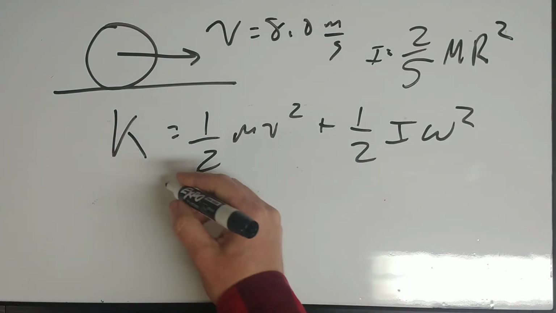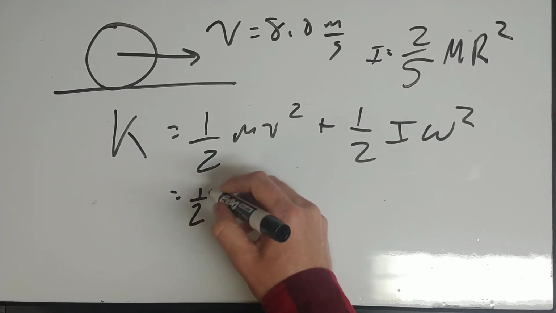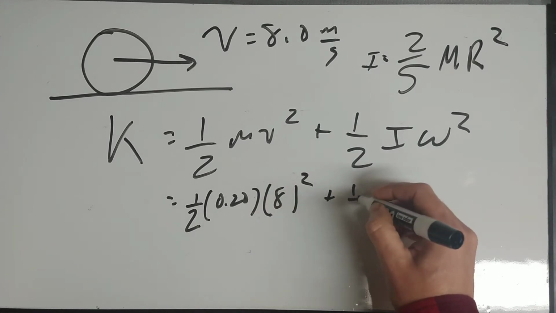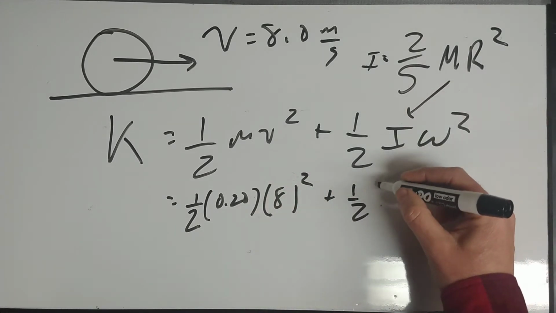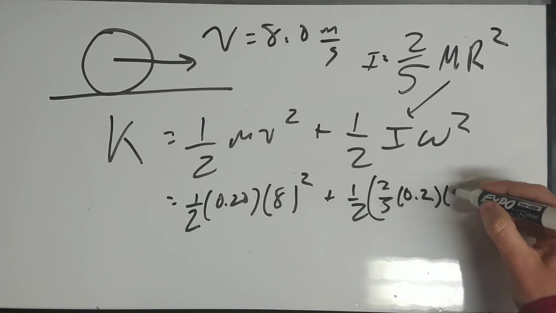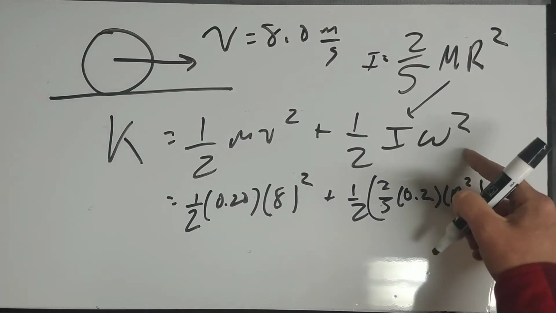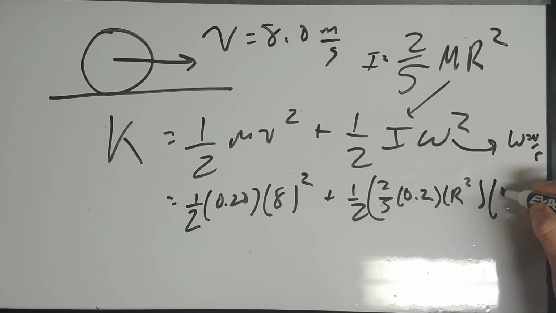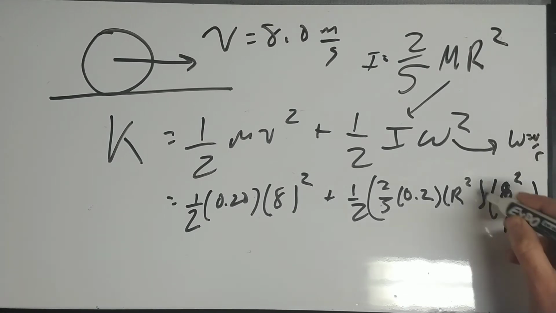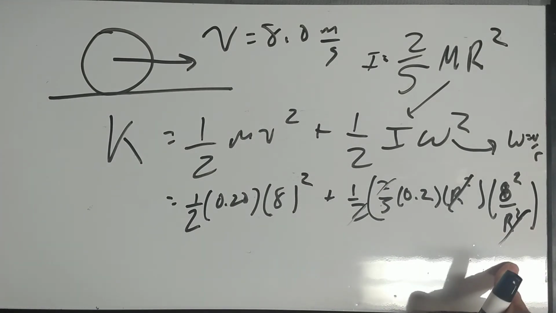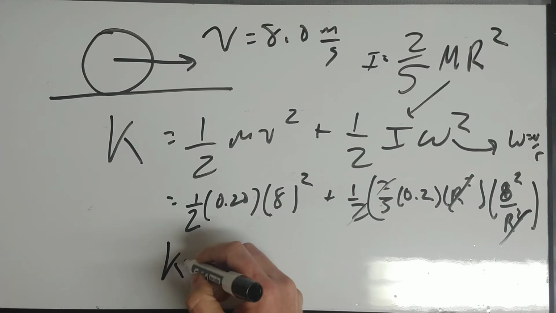So let's go ahead and figure this out. So 1/2, the mass of it is 0.20 times 8 squared plus 1/2, we put that in here, so it's 2/5 times 0.2 times r squared. We don't know the radius, but I gave you a hint. Omega is v over r, so it's v squared over r squared, so it's 8 squared over r squared. The r's cancel, right? So the 2's cancel. You go through and do all of this, plug it in your calculator. You're going to get a total kinetic energy.